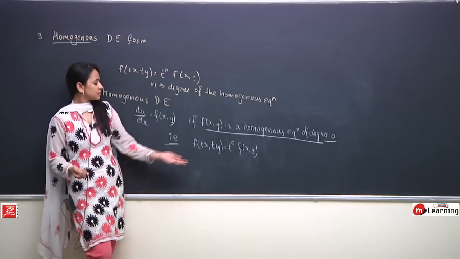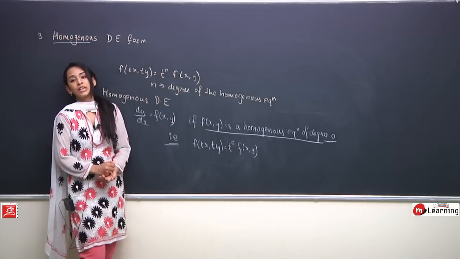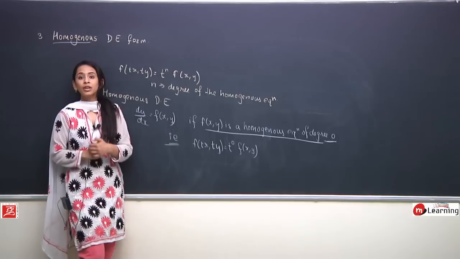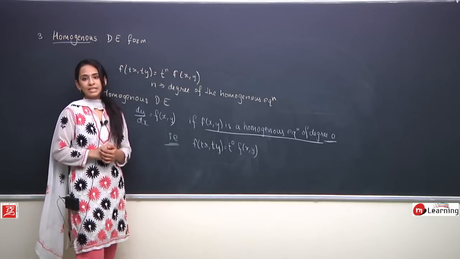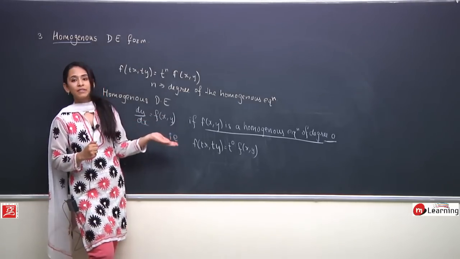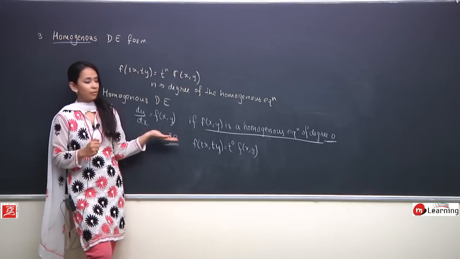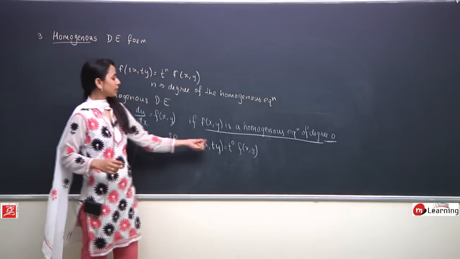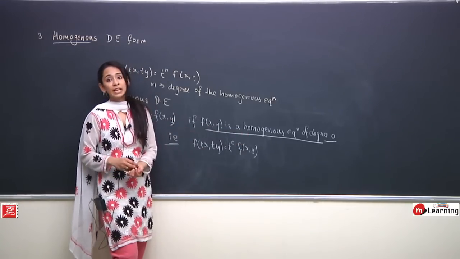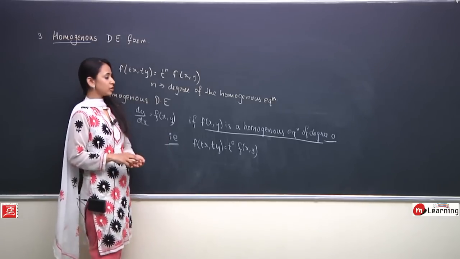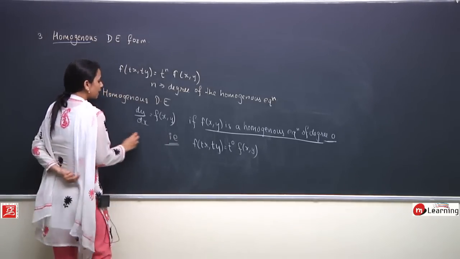What does this mean? This means that the differential equation is just dependent upon the nature of x upon y rather than dependent on x or y individually. Once again, let us understand what is a homogeneous differential equation. A differential equation of the form dy by dx equals f of x, y is said to be a homogeneous differential equation if f of x, y is a homogeneous equation of degree 0, or I can say f of tx, ty is equal to t to the power 0 f of x, y.